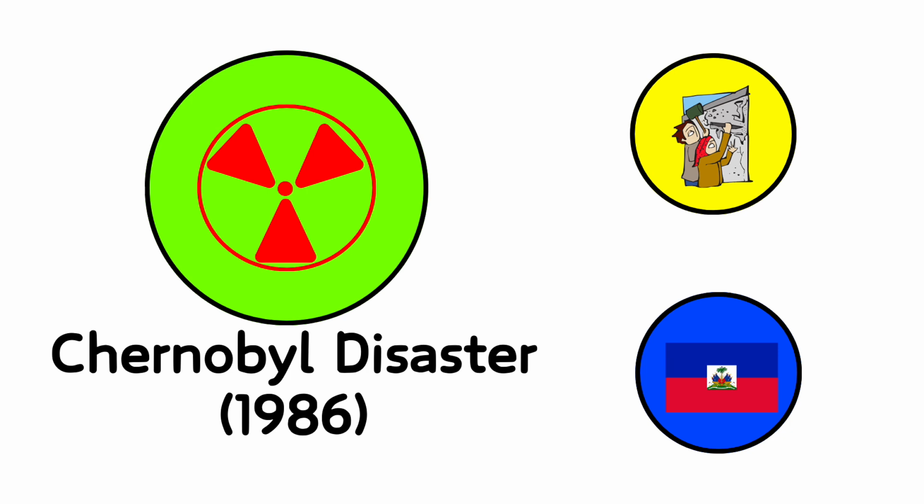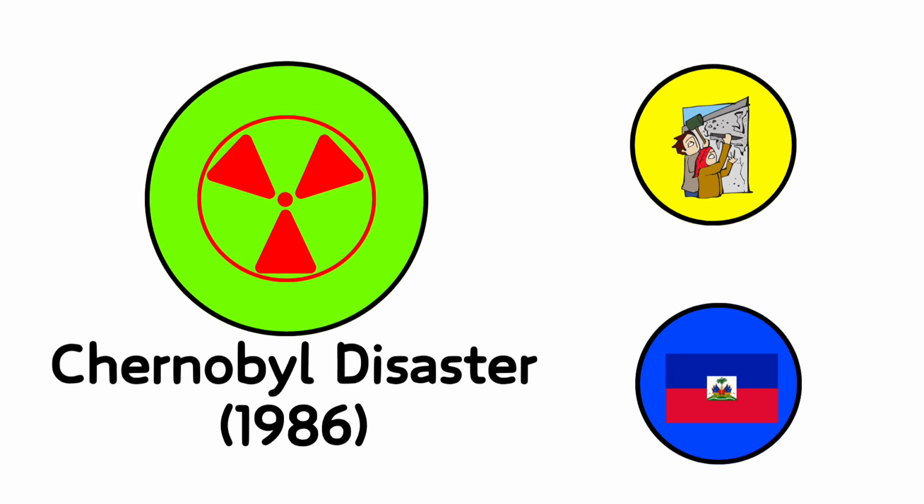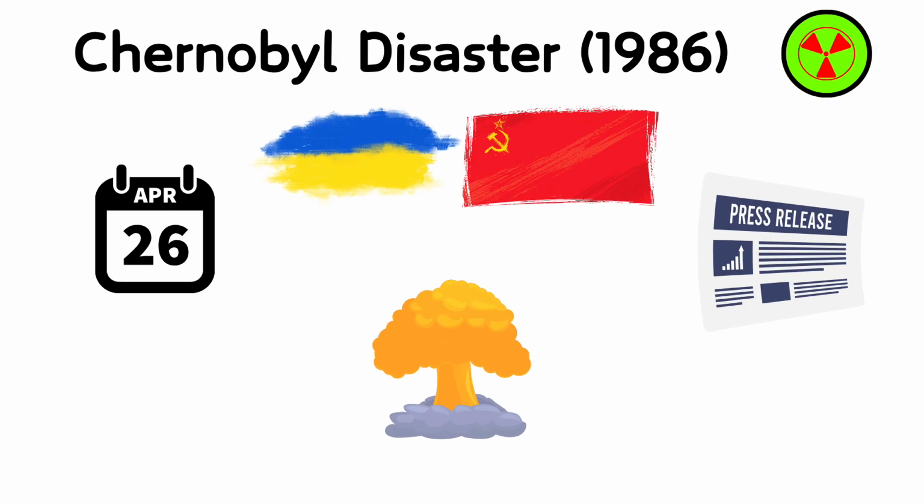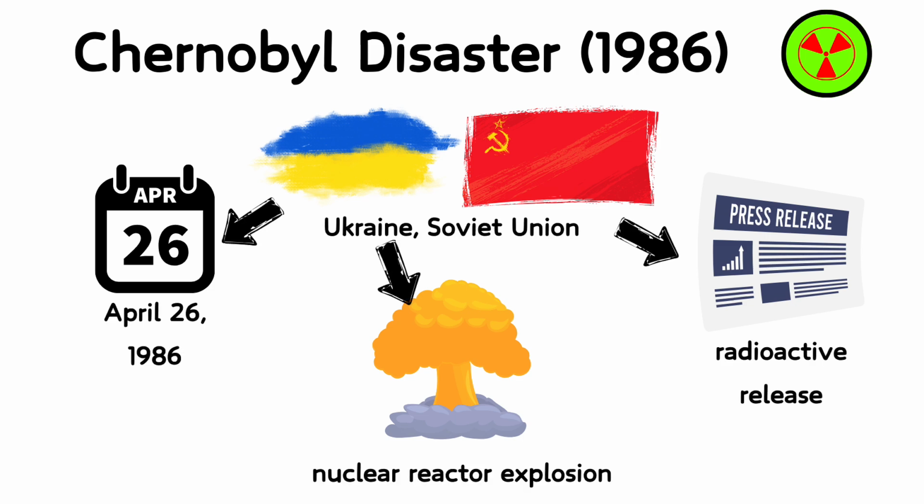Chernobyl Disaster, 1986. The Chernobyl disaster was a terrible nuclear accident that happened on April 26, 1986, in Ukraine, which was then part of the Soviet Union. During a late-night safety test, there was an explosion and fire in one of the reactors at the Chernobyl nuclear power plant. This released a lot of radioactive materials into the air.